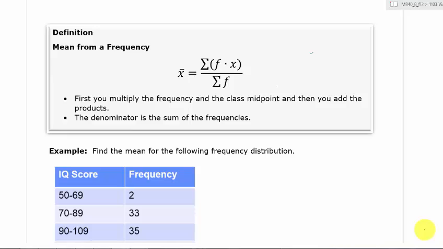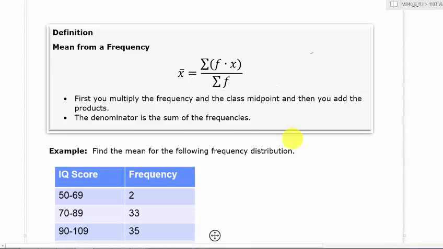In this video, we're going to take a look at two things: how to find the mean from a frequency distribution, and also how to find a weighted mean. So here is the notation. X bar, remember, is our mean. And then this is our summation symbol, so we want to add up the frequency times the data value. So first we're going to multiply the frequency times the data value, and then the denominator is the sum of all the frequencies. So we're going to add up the frequencies and divide by that.